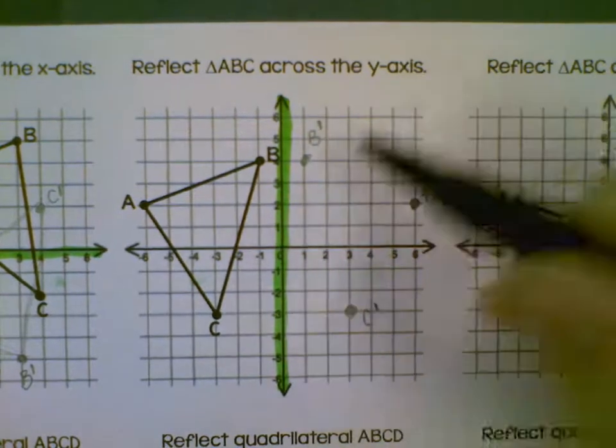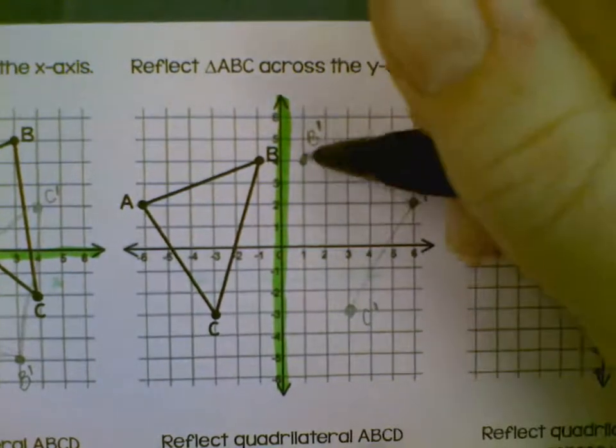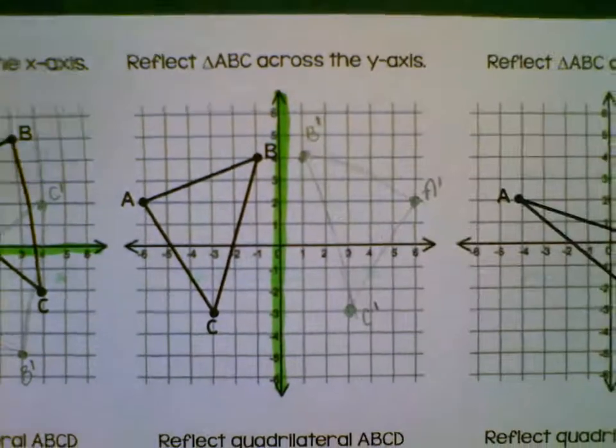Forgot my prime marker there. And that is it. That's how we reflect off those points, or those lines.